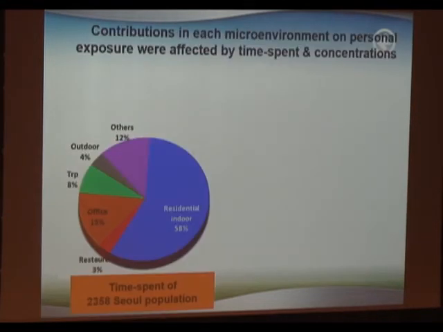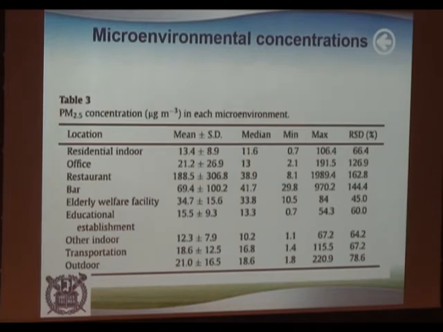So it turned out that when the office workers finish their working hours, they go to restaurants and bars, and that's where they have such a high exposure. You can see in restaurants, it can go up to close to 200 micrograms per cubic meter. And in the bar, it's about 70. But if they go home, then the exposure will be only about 13. So those places, microenvironments, are actually causing a huge difference in population exposure.